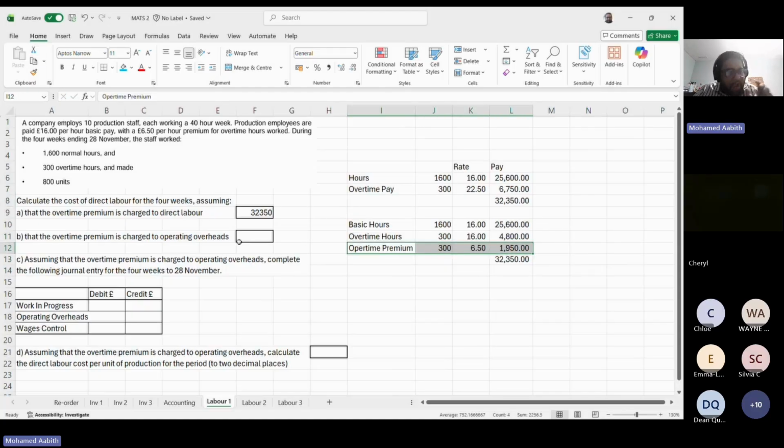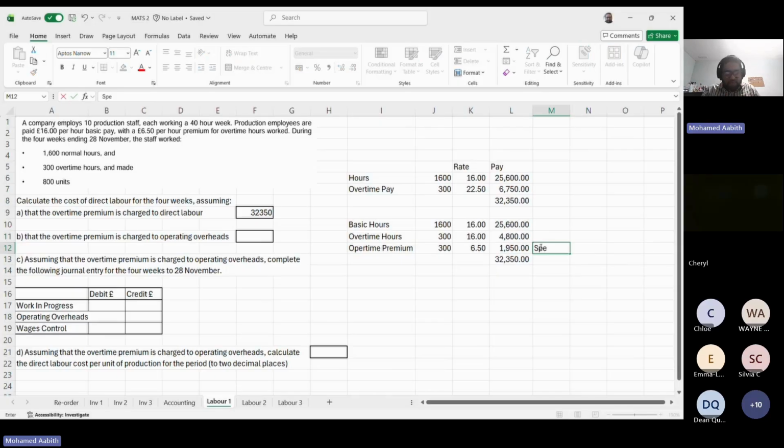So what we now have to make sure is whether this is direct or indirect labor. If it is a specific order, this can all be assumed as direct cost. But if it's not a specific order, they're asking you what the overtime premium charged to the operating overheads is. In this scenario, that will be only that number. So here the calculation will be 300 units times £6.50, which is 1,950.